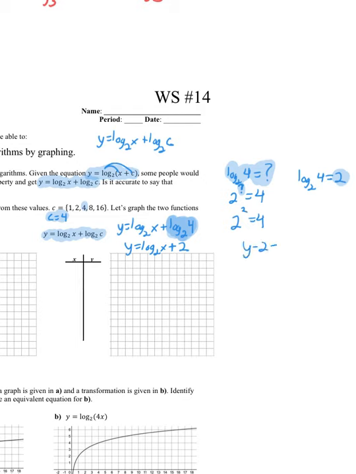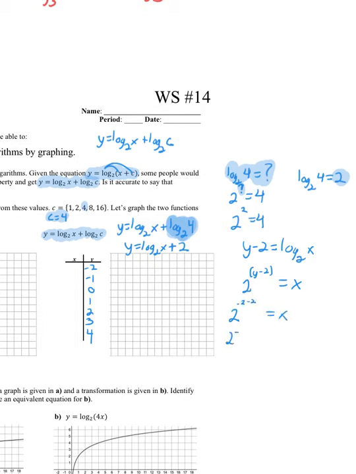Now, if I subtract 2 from both sides, I get y minus 2 equals log base 2 of x. Then I can change forms and get 2 to the y minus 2 power equals x. Now, I can use those same y values that I used on the other side, and plug in and solve for x. And hopefully I get the exact same x outputs. And that'll prove that these two equations are indeed equal, that this distributive property works.